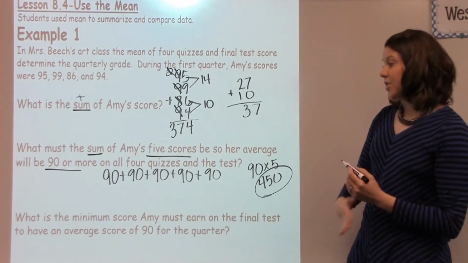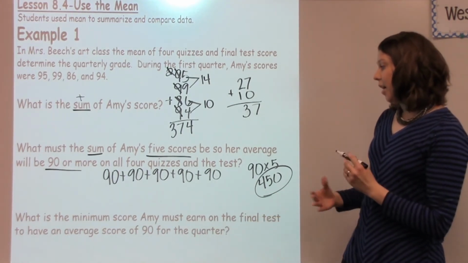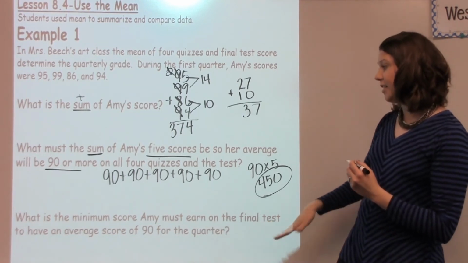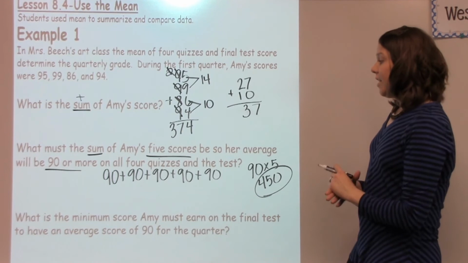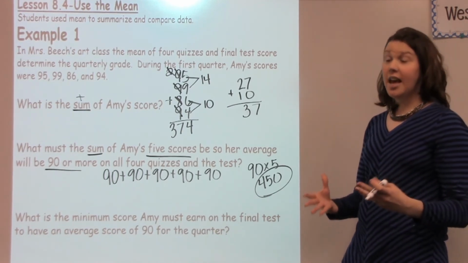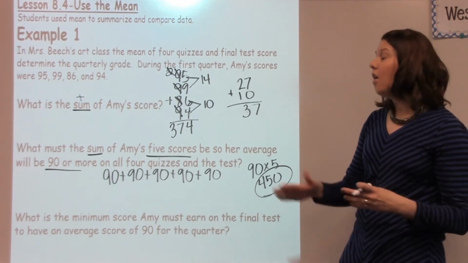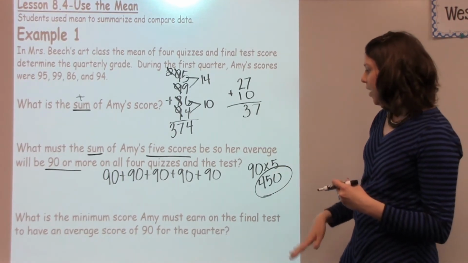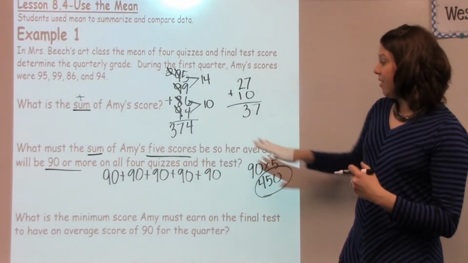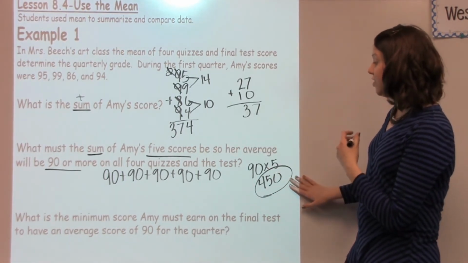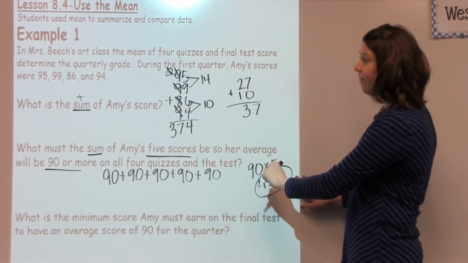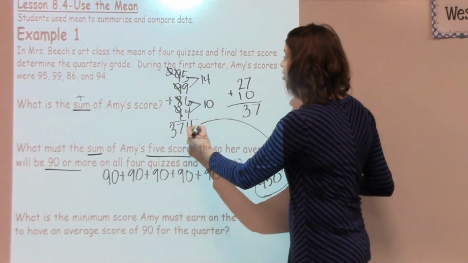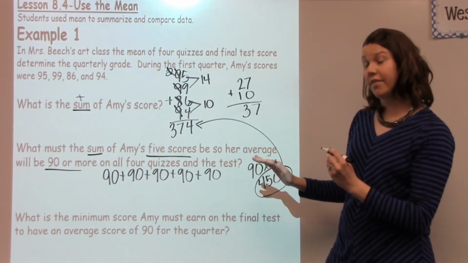Now the final part of this question says, what is the minimum score Amy must earn on her final test to have an average of 90 for the quarter? So Amy wants to figure out what she has to get on her final test to make sure that she gets a 90 for her final grade. So I'm going to use the information I've already had from these other two problems. I know that she needs a total of 450 points to get that 90 or above. And this is how many points she already has, which is 374.